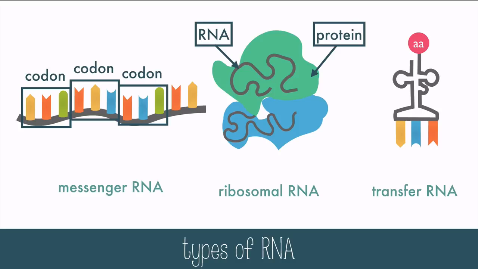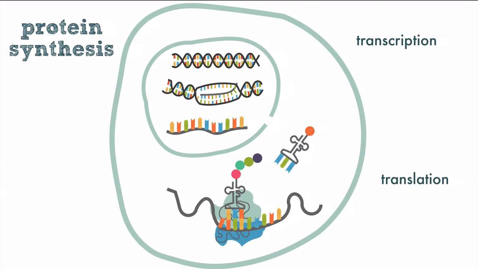The tRNA has an anticodon on one end, which will match a specific codon on the mRNA, and has a specific amino acid on the other end. Together, these 3 parts will make translation happen. Translation occurs in the cytoplasm of the cell wherever there's a ribosome.